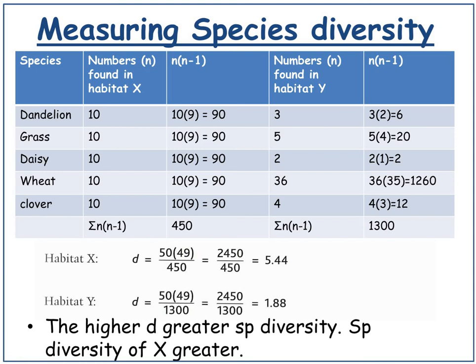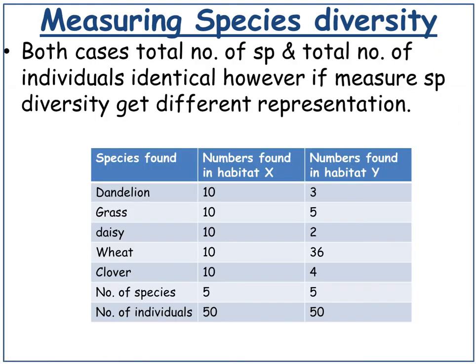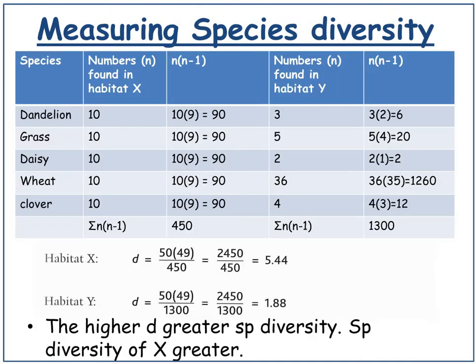So then what you would do is, you know from the previous slide that you've got 50 individuals and 5 species. So you do 50, because you've got 50 individuals, times 49, which is 2,450, divided by 450, and you get 5.44. In habitat Y, you do 50 times 49, divided by 1,300, equals 2,450 divided by 1,300, which is 1.88.